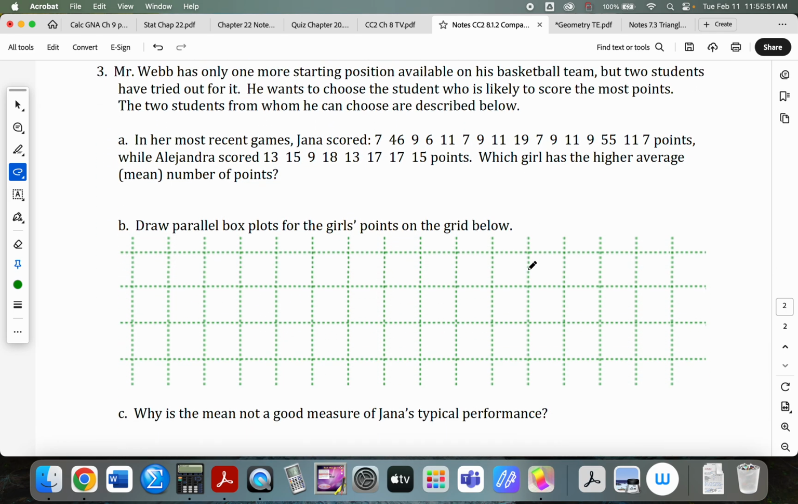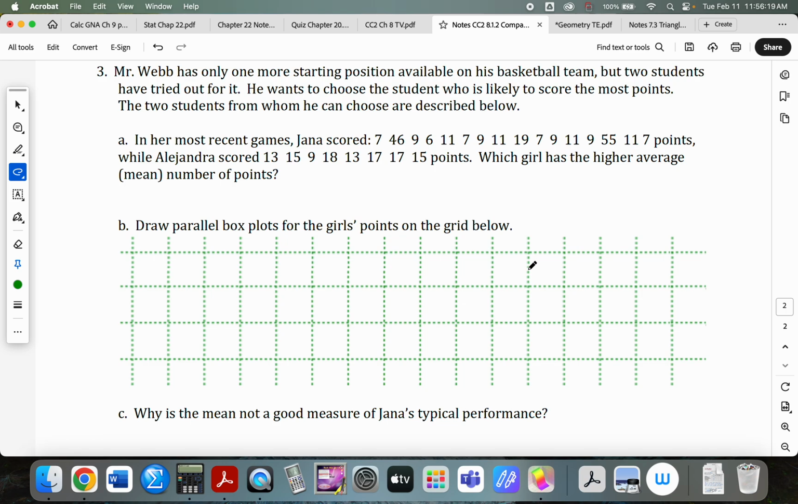All right, so Mr. Webb has only one more starting position available on his basketball team, but 2 students have tried out for it. He wants to choose the student who is likely to score the most points. The students from whom he can choose are described below. In her most recent games, Jana scored 7, 46, 9, 6, 11, 7, 9, 11, 19, 7.